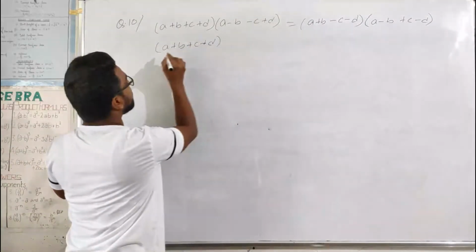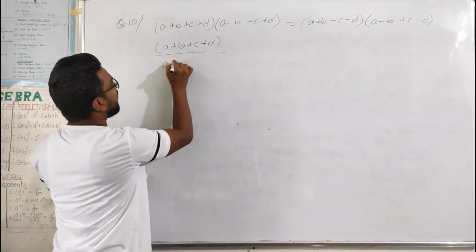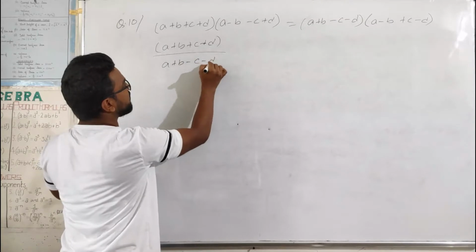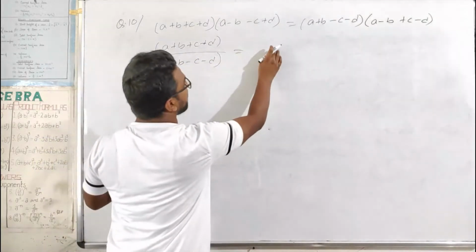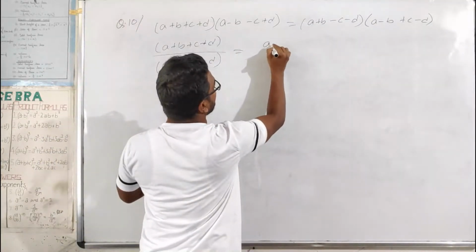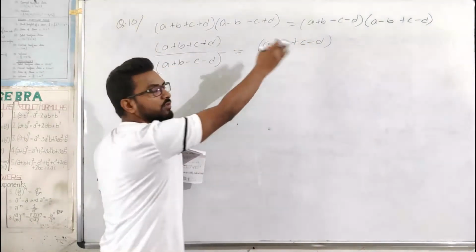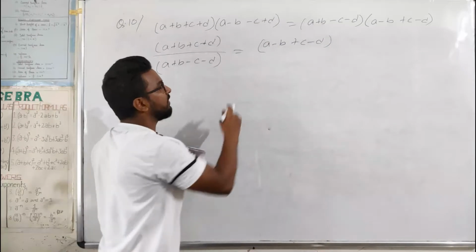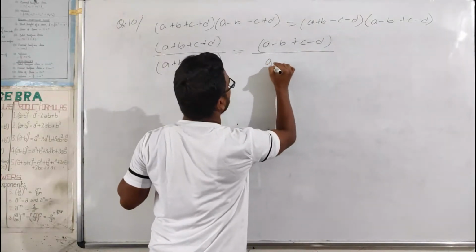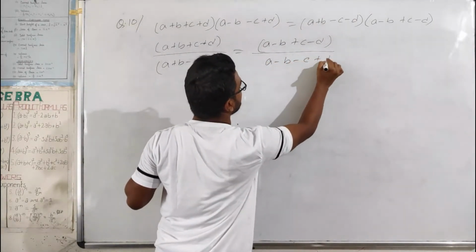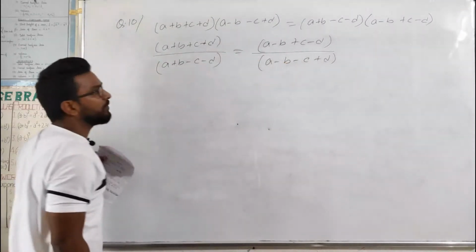So you bring this one to the left hand side, it will become a plus b minus c minus d. Similarly, in the right hand side it is given a minus b plus c minus d. Try to take this one to the right hand side, it will divide. So you divide it: a minus b minus c plus d.